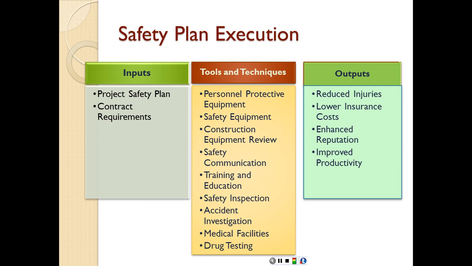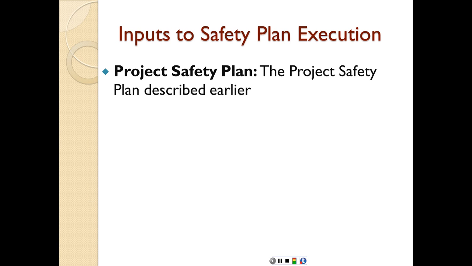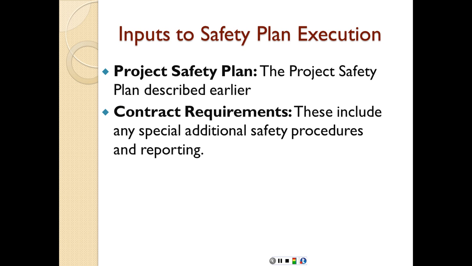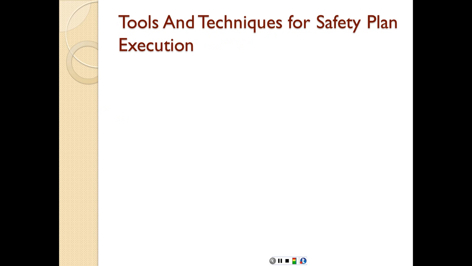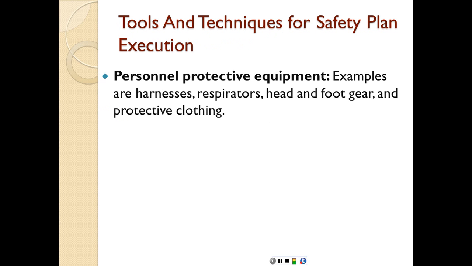So let's look at each one of these. The inputs are going to be the project safety plan, which was described earlier. The contract requirements include any special additional safety procedures and reporting. The tools and techniques include the PPE, which includes something like fall protection harnesses, respirators, especially if you're going to be working in an environment that has gases or fumes or things like that, head and foot gear, a hard hat, proper safety boots, and protective clothing, especially, for example, reflective clothing if you're going to be working in an area that has high traffic.